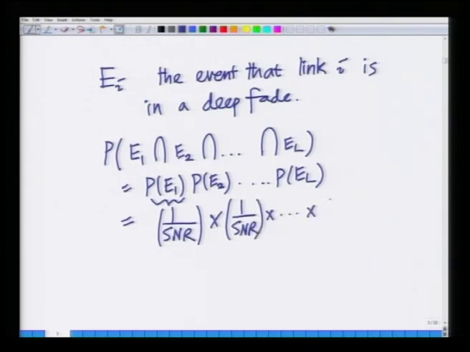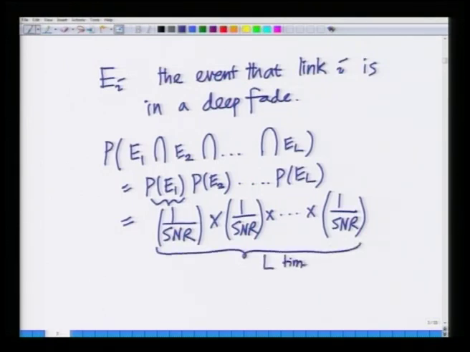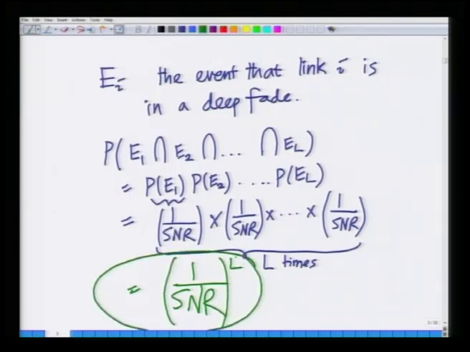So, as a net result, the probability that all L links are in deep fade is the product 1 over SNR, L times, and that is equal to 1 over SNR to the power of L. So, this is essentially why your bit error rate is decreasing as a function of L.